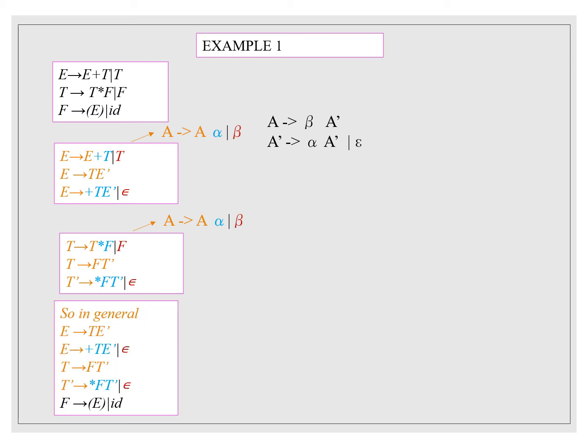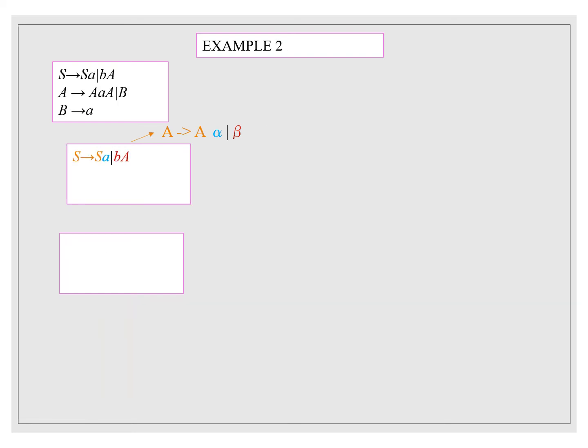So in general, the grammar is E derives T E dash, E dash derives plus T E dash | epsilon, T derives F T dash, T dash derives star F T dash | epsilon, and the last one doesn't have the left recursive property, hence no change. So F derives bracketed expression | ID. So this is the modified grammar.